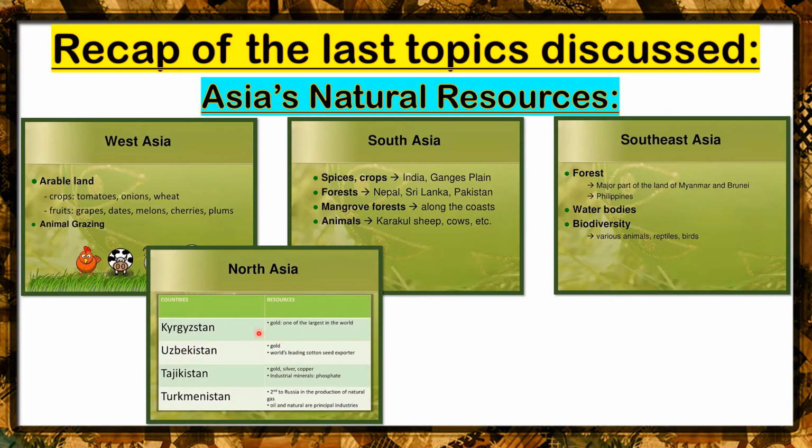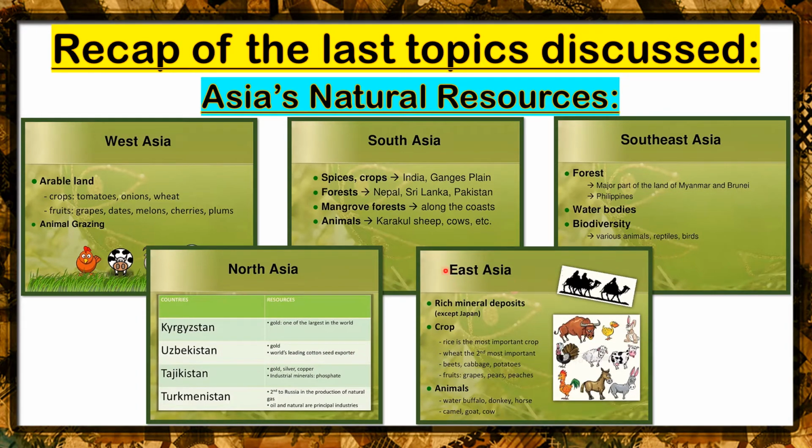In North Asia, we can find gold, silver, and copper. And in East Asia, we have rich mineral deposits, crops, and animals. So this was the topic we have discussed last time.